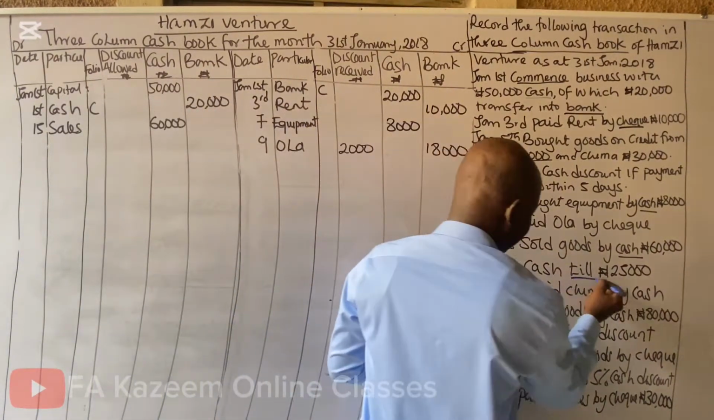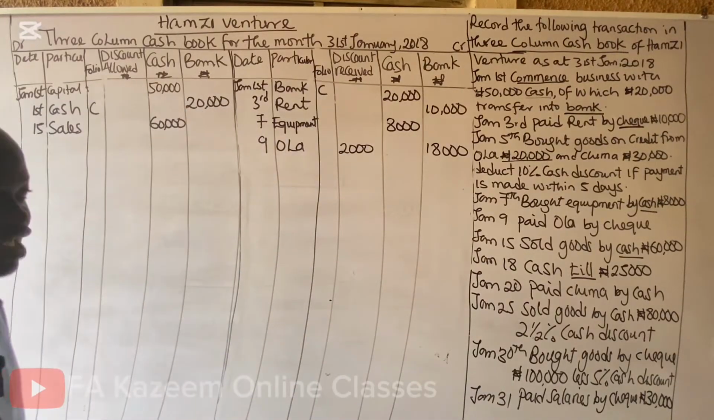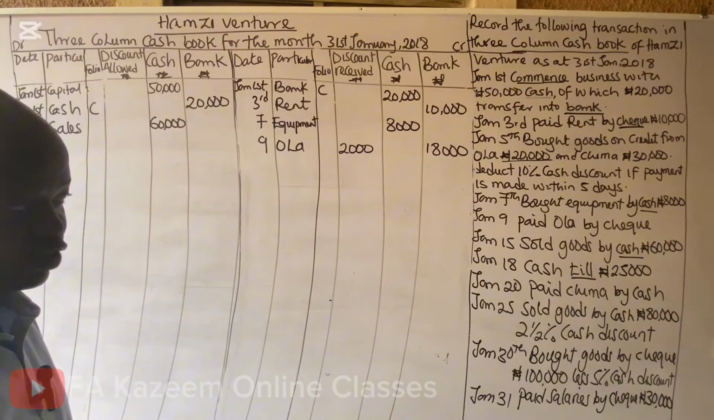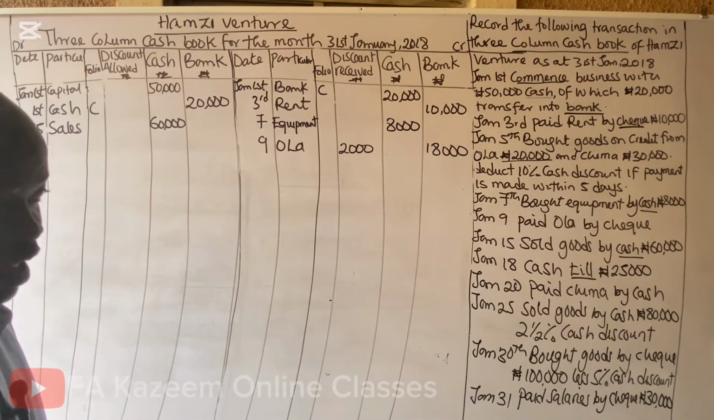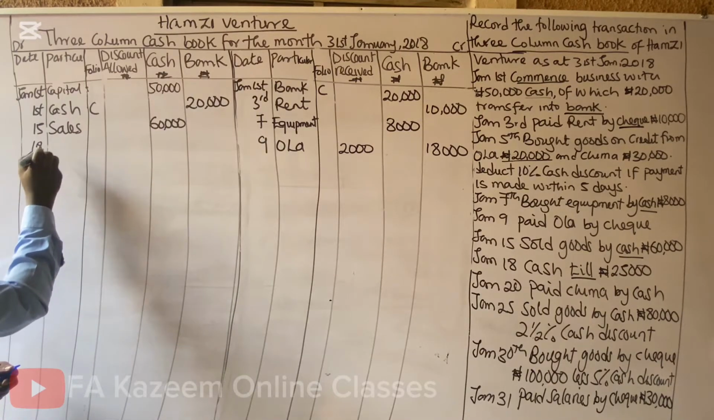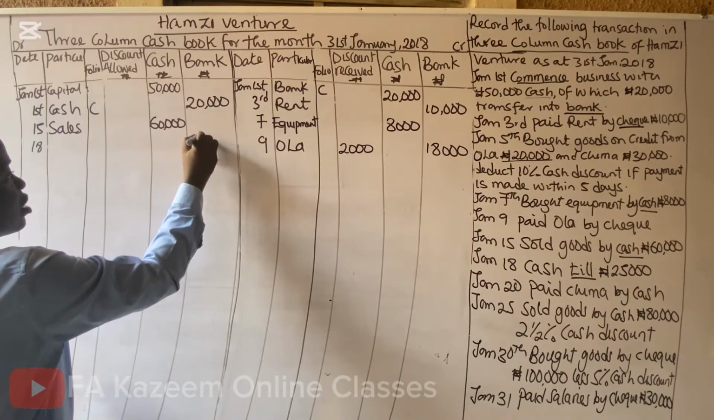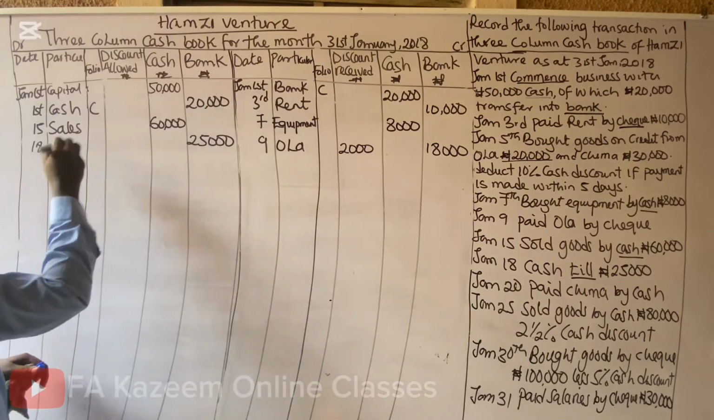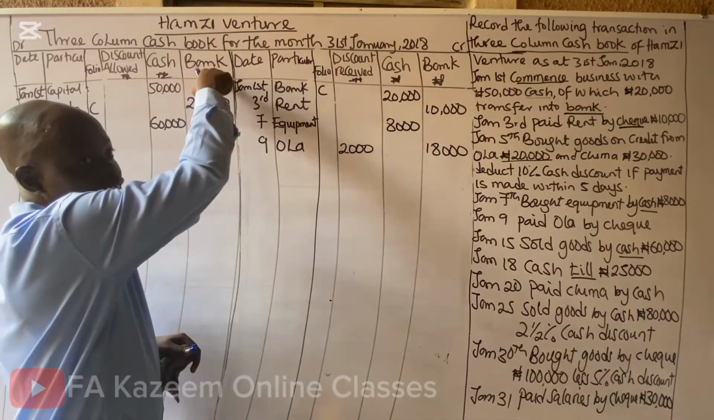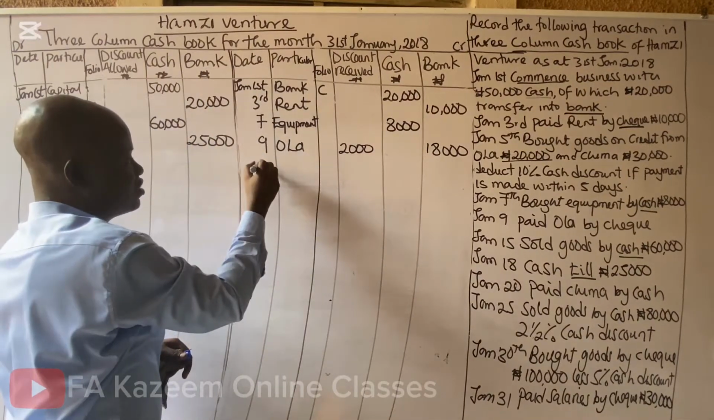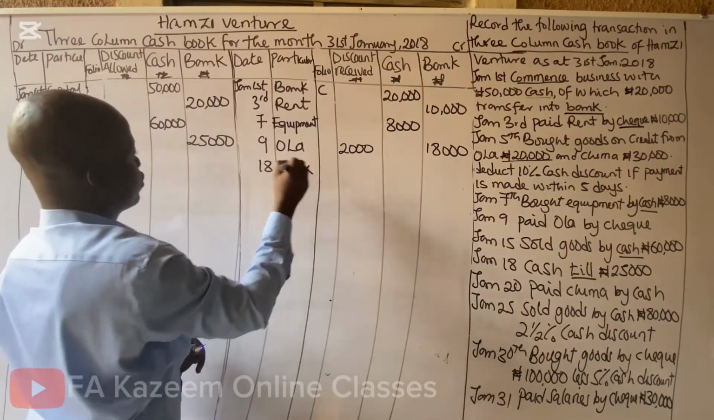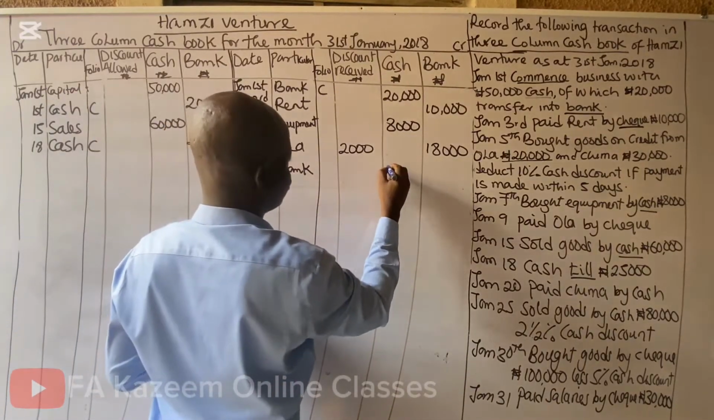On the 18th, cash till. What's the meaning of cash till? Cash till means cash paid into bank. Cash paid into bank. And that's a contra entry. Where did they pay to? Into bank. On the 18th, the T there means 25,000 naira was paid into bank. Through what? Through cash. Contra. We have debit bank, cash till, cash paid into bank. In that case, we have to do it twice and say bank under what? Cash.